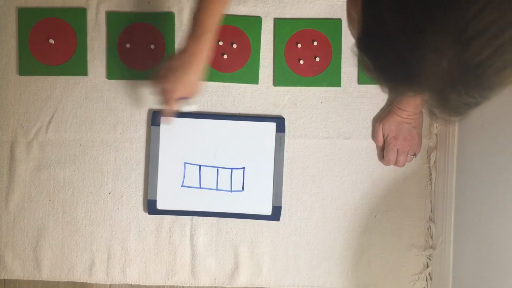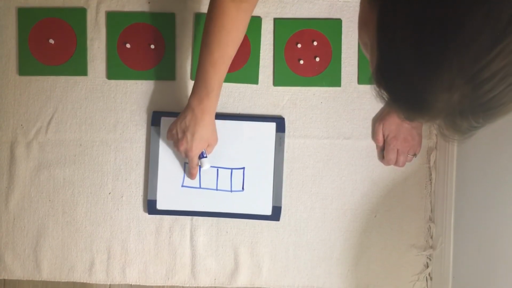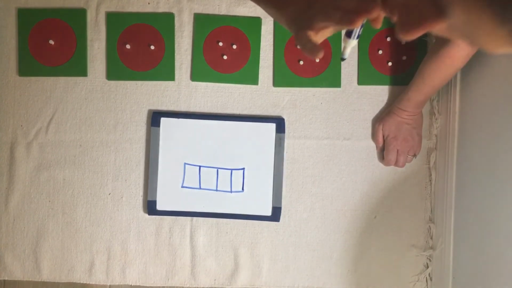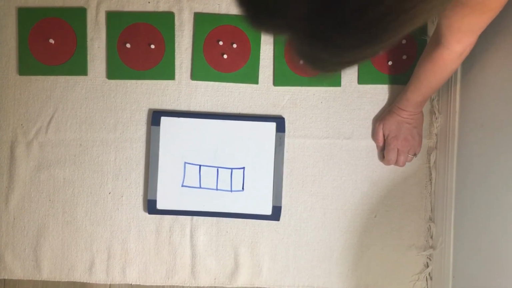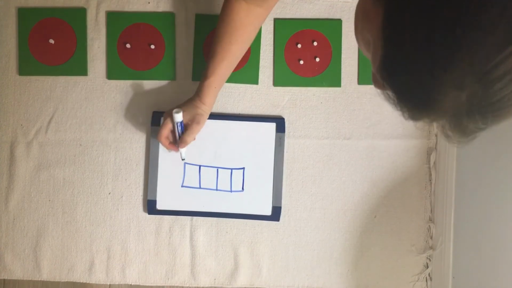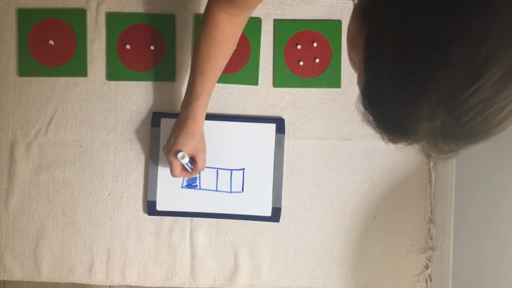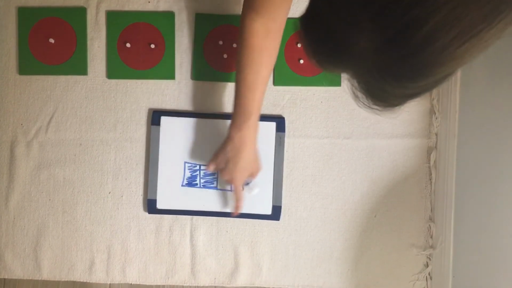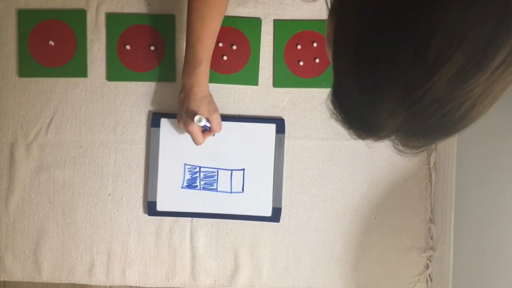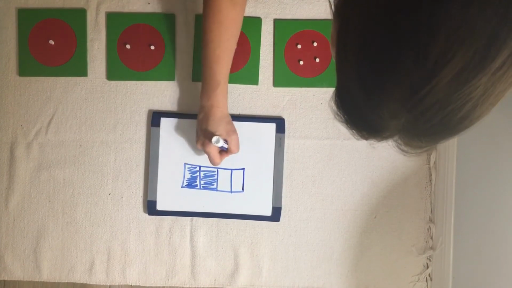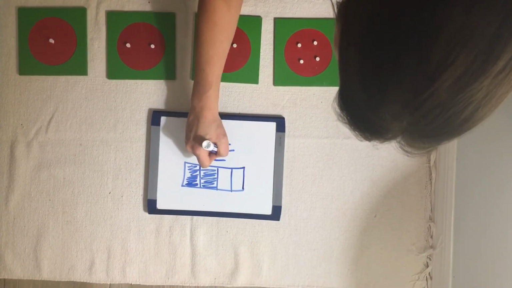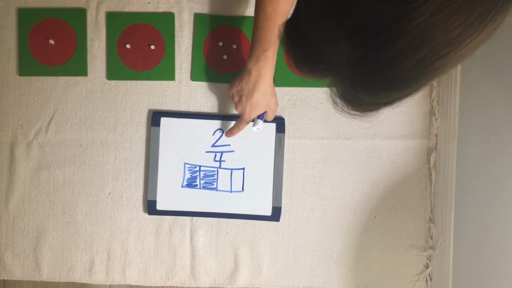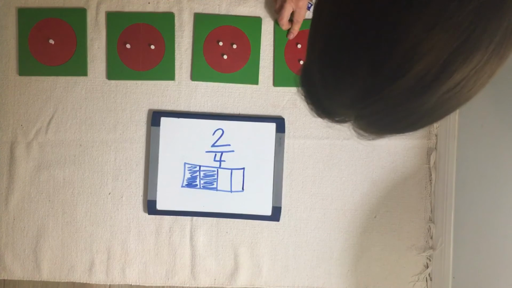Now I have divided this rectangle into 1, 2, 3, 4 equal parts. They're not quite equal, but let's pretend that they are. I'm going to color 2 of those 4 parts. And I have just made a fraction with a rectangle. And you write that fraction just like that. 2 quarters or 2 fourths.